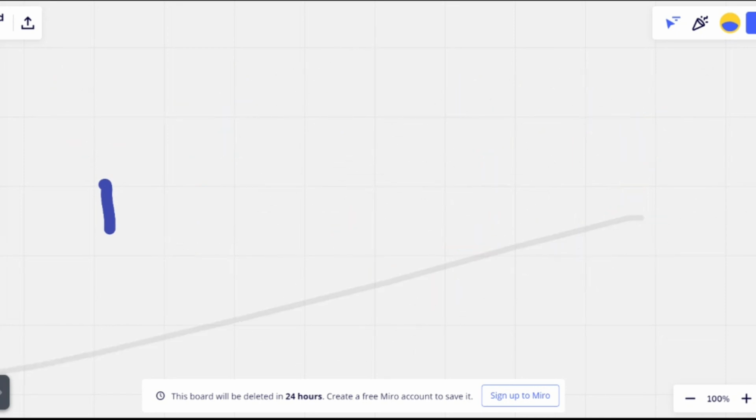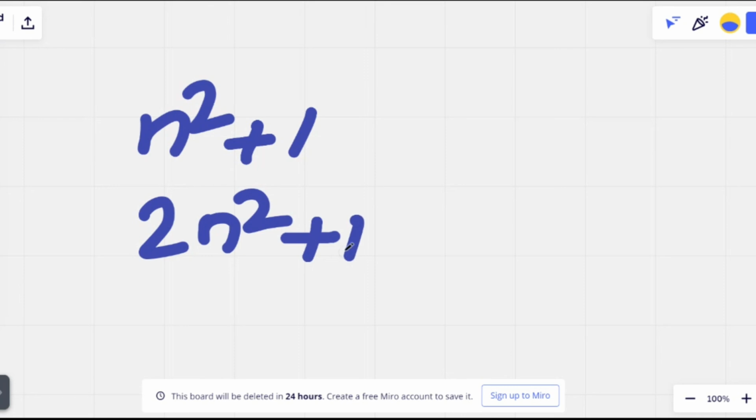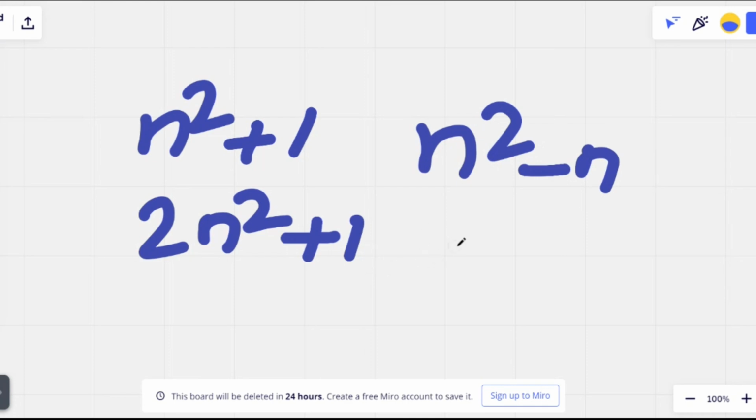The last model they will ask is mixed logics. They will give multiple logics, like n square plus 1, 2n square plus 1, n square minus n, or n cube minus n, where n is the given number. You need to be prepared for this, calculate with n logics, and try to find the answer for every given question.